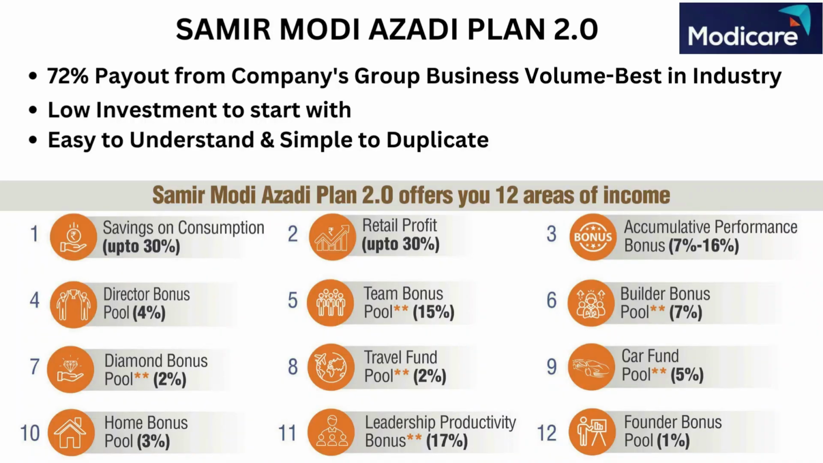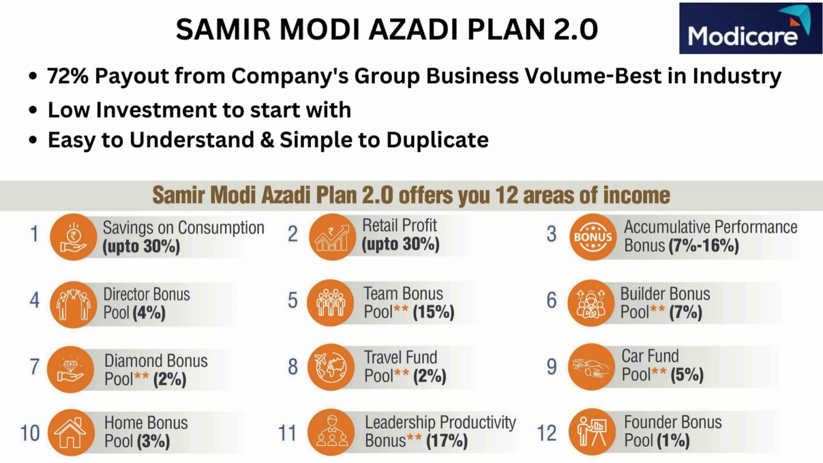And how is this shared? It is shared through 12 areas. Firstly is savings on consumption and retail profit, then the accumulative performance bonus, then the director bonus pool, which is 4%. The director bonus pool of 4% means if the company has a BV of 100 crore per month, let us say, they will keep aside 4%, that is 4 crore, and distribute it among all the directors as director bonus.